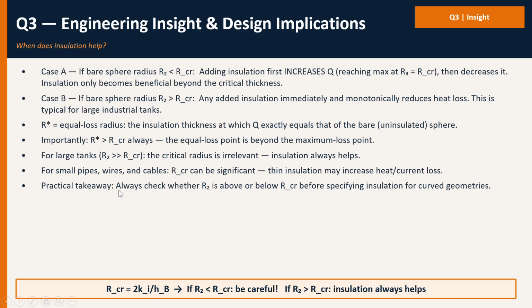In this slide, we are calculating the equal loss radius. This is the insulation thickness at which Q exactly equals that of an uninsulated sphere. The main point to note here is that R star, the equal loss radius, should always be greater than the critical radius, and it should be much higher for large values. So I think this is for question number 3.